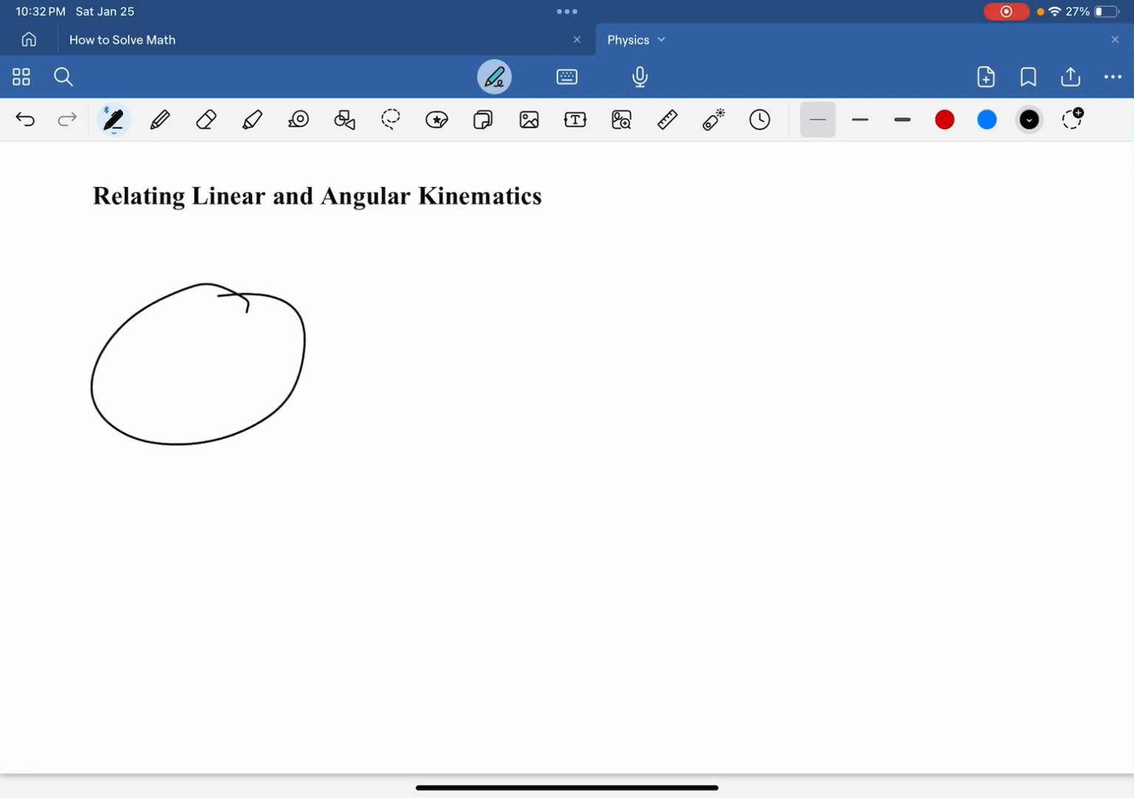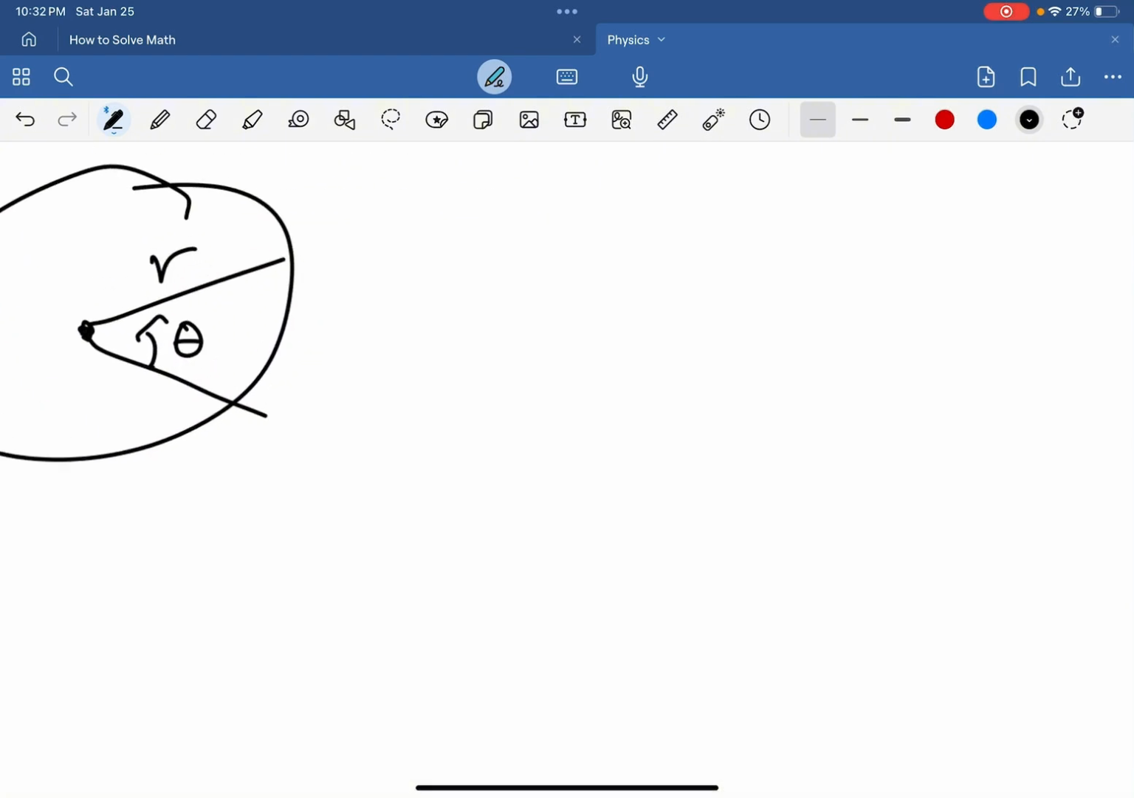So here we have a circle. Here, whoa, what did I do there? Okay, here we have our r, or radius, and then this is going to be how much our displacement and theta is going to be. But this part right here is going to be our arc length.